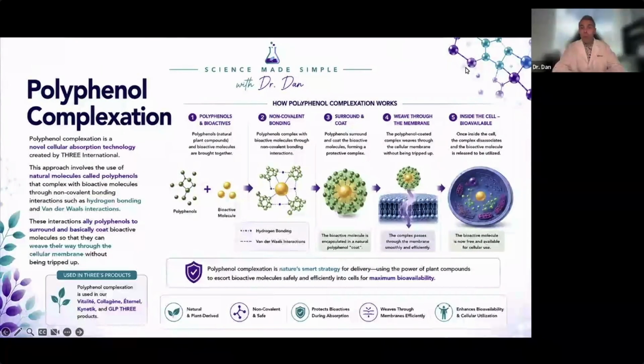But the beautiful thing is once it gets into the cell and the conditions of the cell change, it rapidly disintegrates. These polyphenols fall off of the bioactive molecule, and then the bioactive molecule can travel to where it needs to in the cell and exert its biological activity. So this is a natural approach. This is nature's smart strategy. And with all of these, we wanted to use natural approaches, because here at 3 International, as you know, we don't use anything synthetic, and that would defeat the purpose, right? If we're using natural molecules and we're using synthetic technologies, that doesn't make sense.